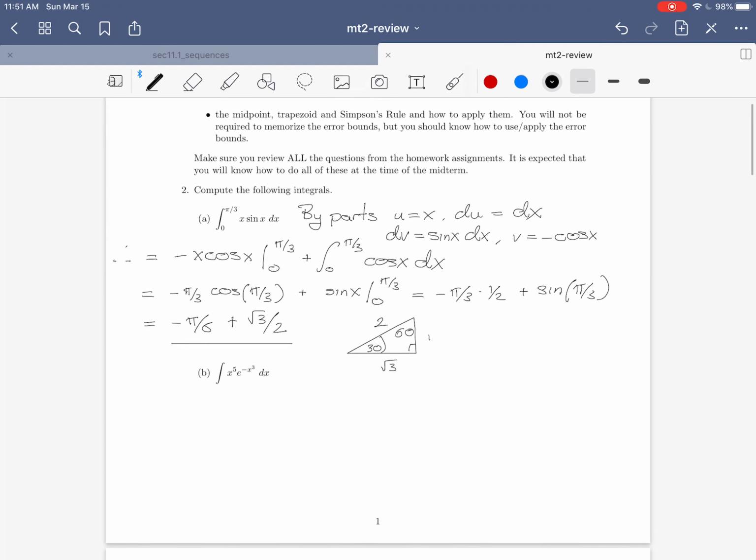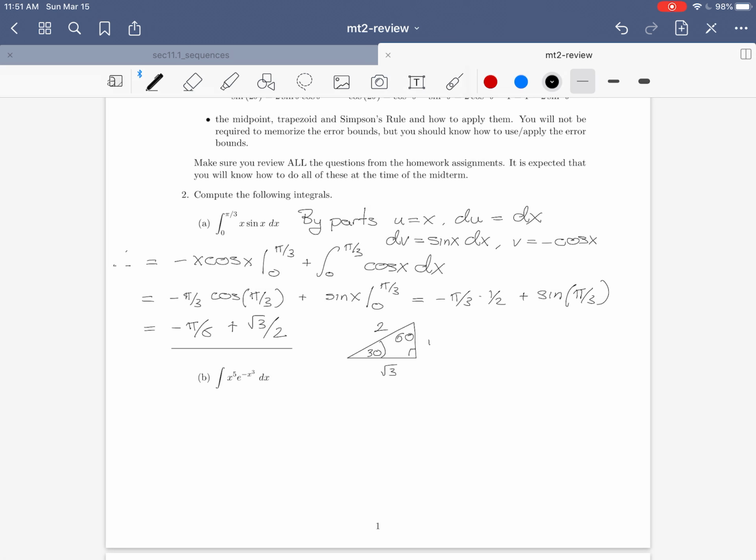Okay, so moving on to our second integral. So now we have the integral of x to the 5 times e to the negative x cubed dx. And looking at this integral, the first thing that you notice is that the term that we don't like in this integral is the e to the negative x cubed term. Okay? So this is a good candidate for substitution. And I'm going to move my triangle up a little bit here, just to give myself some more space.